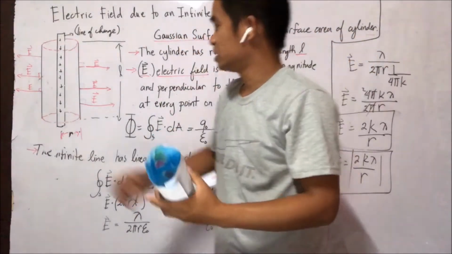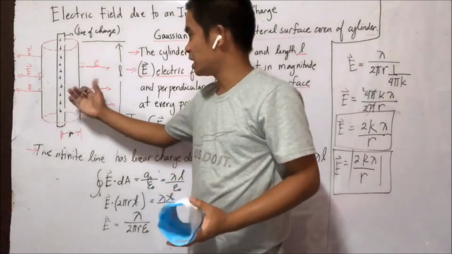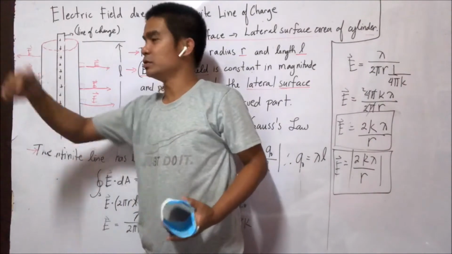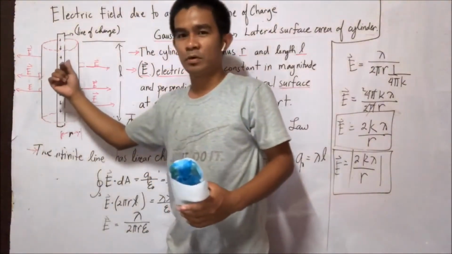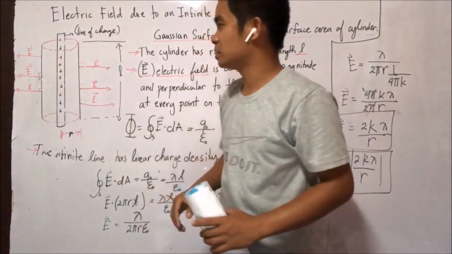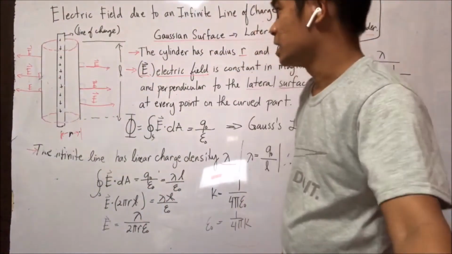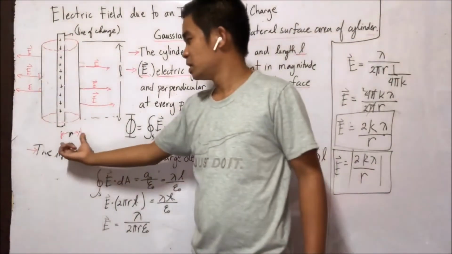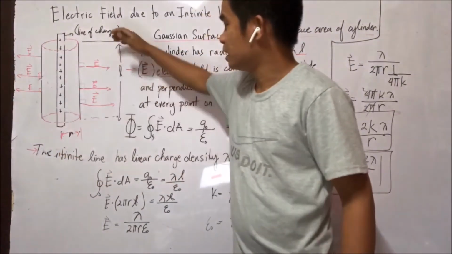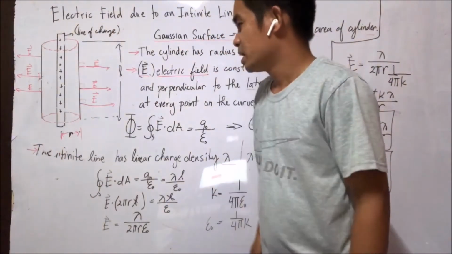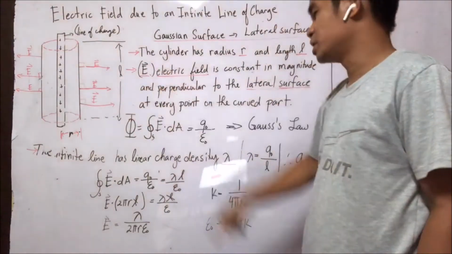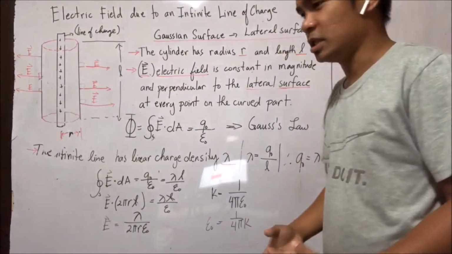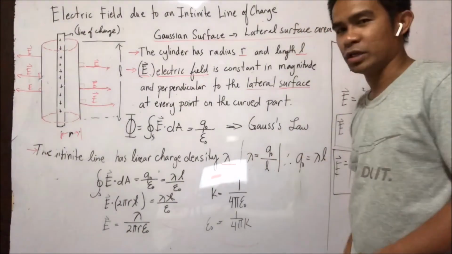So here's the drawing. The electric fields are perpendicular. There's also electric field towards you that is perpendicular to the lateral surface area of the cylinder. Now suppose the Gaussian surface has radius r and length L, and the infinite line has linear charge density lambda. Linear charge density is the charge per unit length.